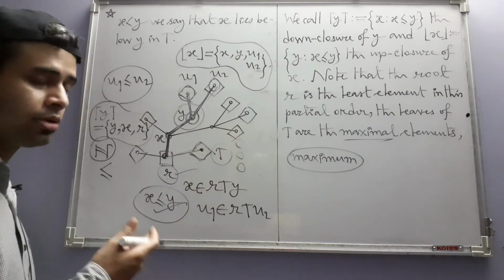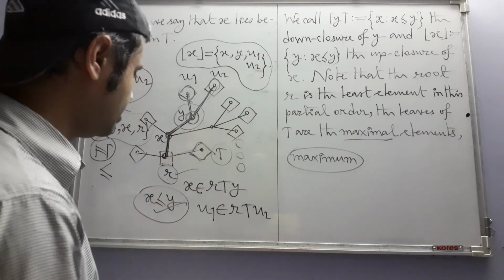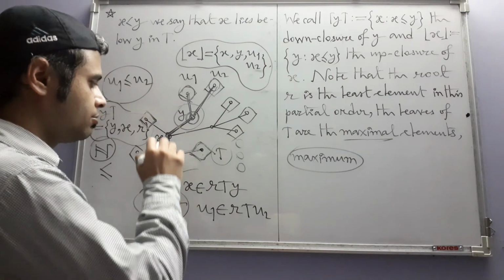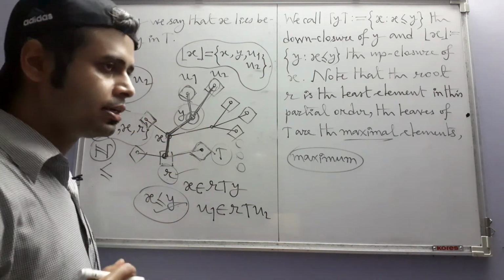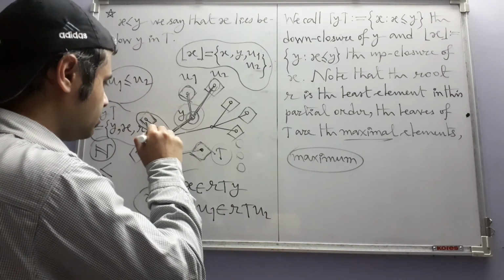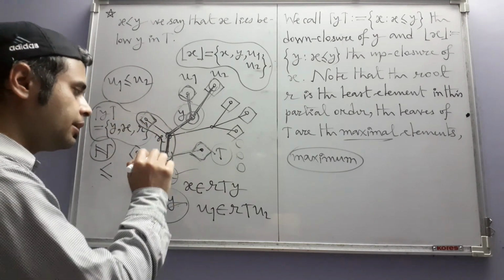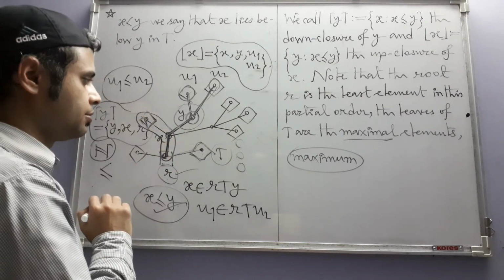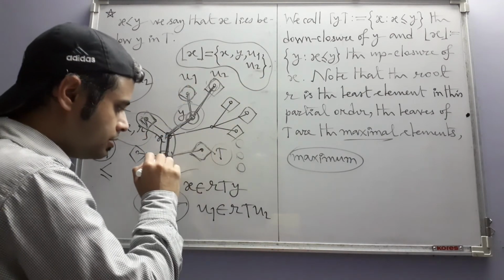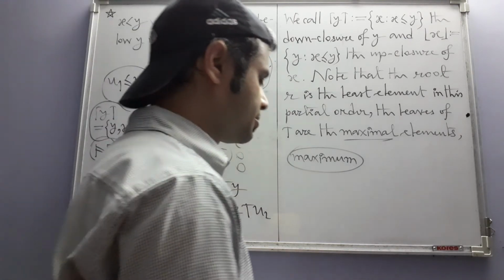There is no other greater element. Each of these leaves belongs to a linearly ordered sub-universe. For example, this one, if we start with the root, belongs to this universe. In this universe, it's the largest. In this universe, this is the largest. In this universe, this is the largest. So in that sense, they are maximal elements.